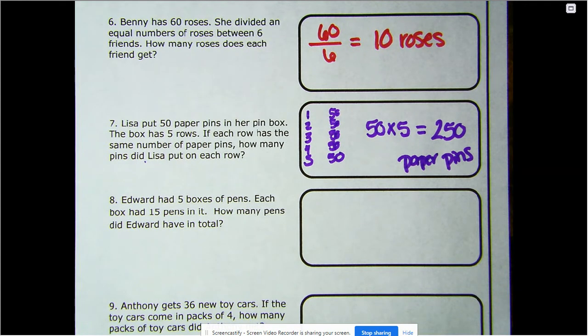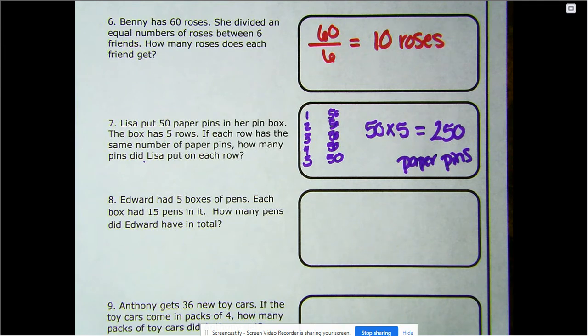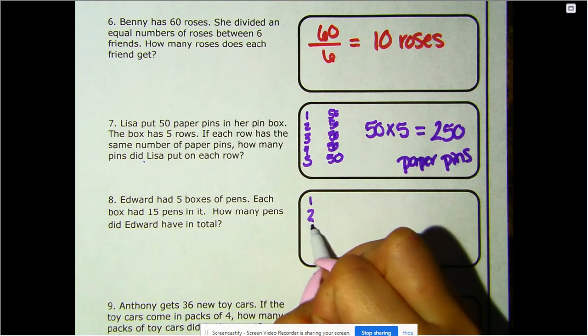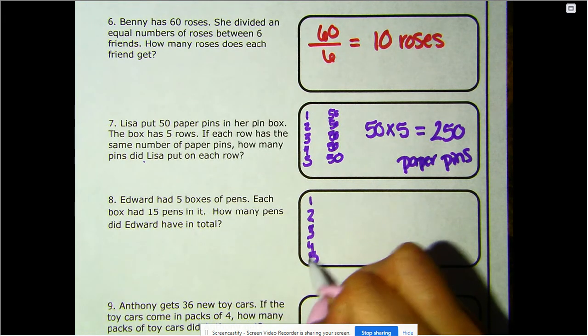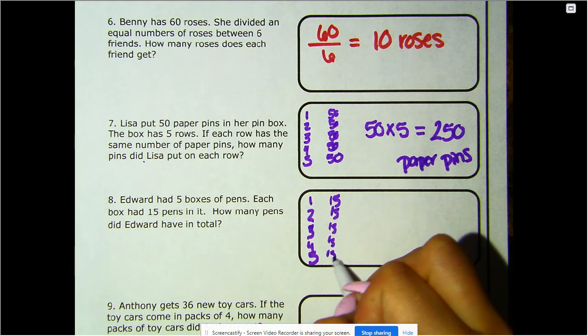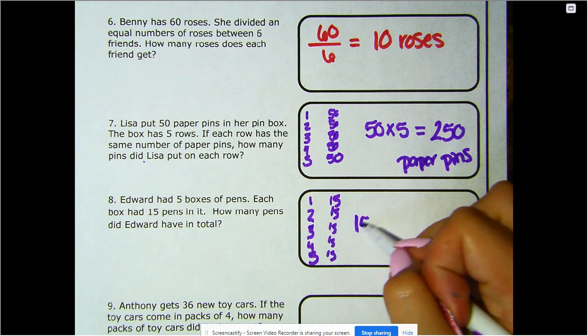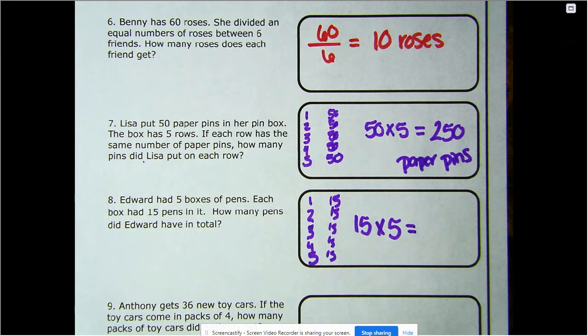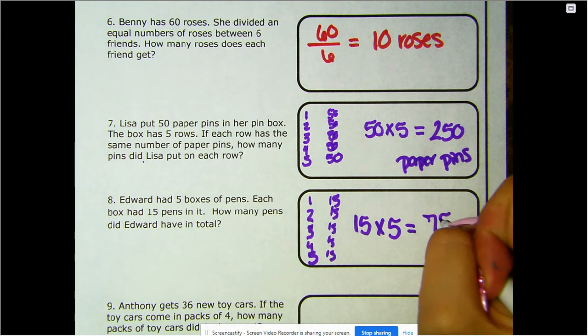Okay, number 8. Edward has 5 boxes of pins. Each box has 15 pins in it. So again, there were 5 boxes, 15 pins in each. We need to figure out how many total, because that was my question. So the easiest way would be to do 15 times 5. So he has 75 pins.